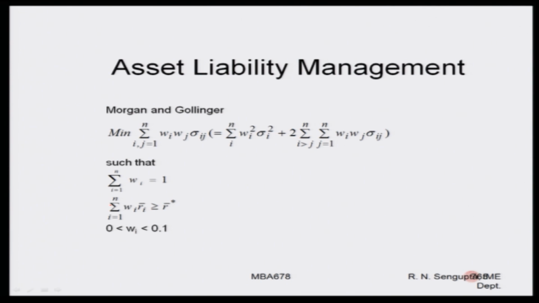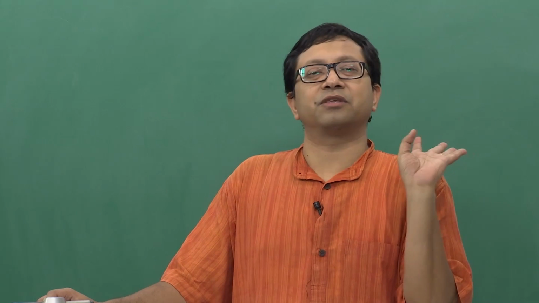Another thing can be, if you consider Morgan and Gollinger's model, there again it is basically the concept of minimizing the risk, only risk, not the ratios. Weights sum to 1 and the return of the portfolio is greater than some R star. So, whatever you see, these two different models of Altman or Morgan and Gollinger, conceptually are exactly the same thing which you have done.